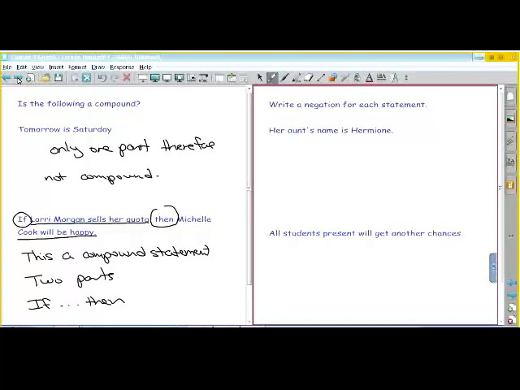So her aunt's name is, I always pronounce this wrong, Hermione. Okay, her name is Hermione. So the negation of this statement, there's two. I'm going to give you two examples. Her aunt's name, this is where you use not. Aunt's name is not.